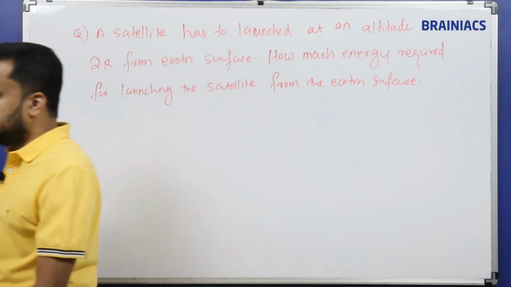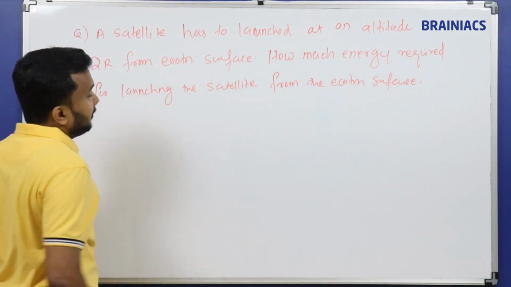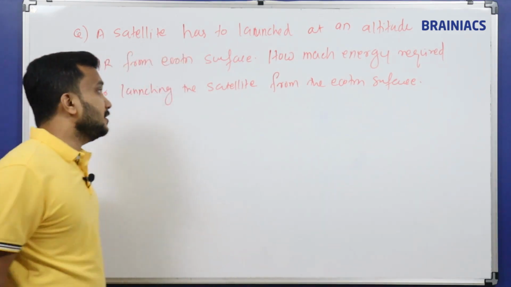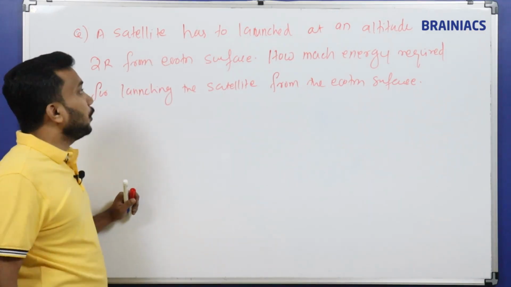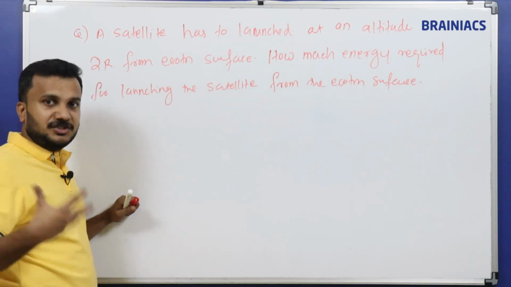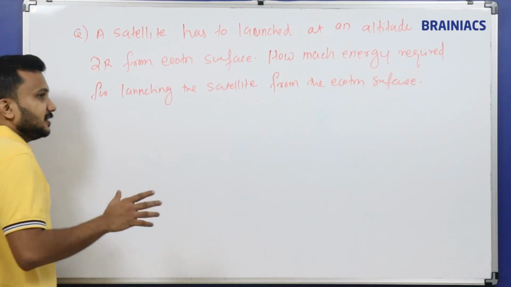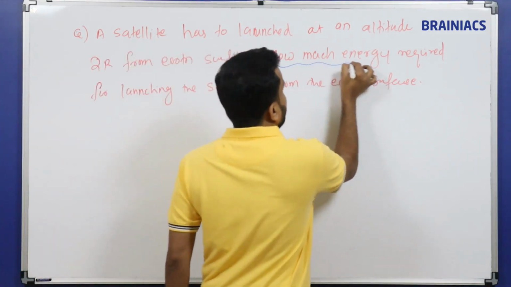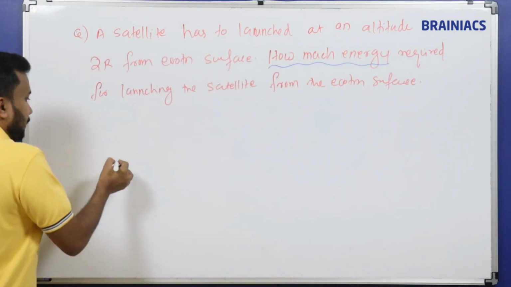From the Earth's surface, I have to launch the satellites to a height of 2r from the Earth's surface. My final destination point is 2r distance away from the Earth's surface. So how much energy is required for launching the satellites from the Earth's surface? How much energy do I have to give? That's the question. So the idea will be simple, the conservation of energy. So this kind of question you will normally face. How much energy? This kind of word will definitely be there.